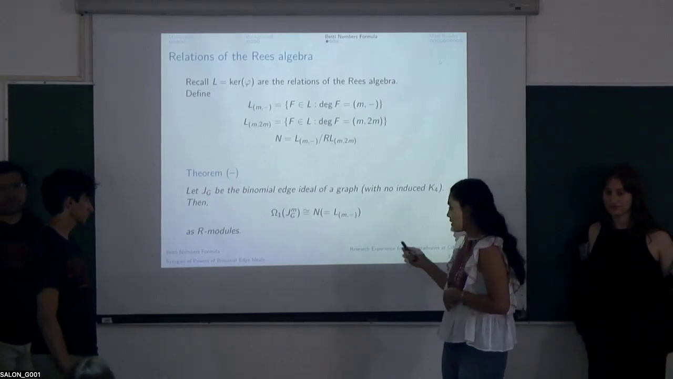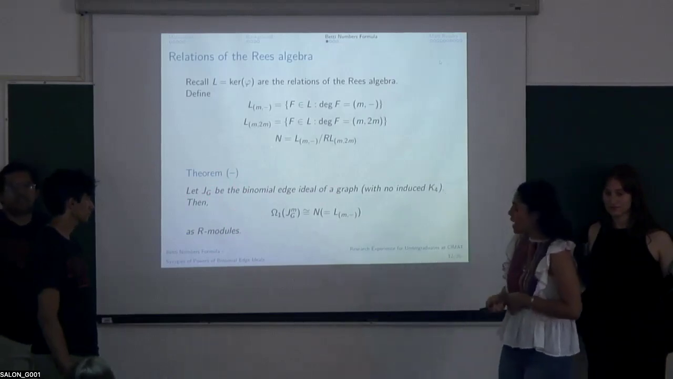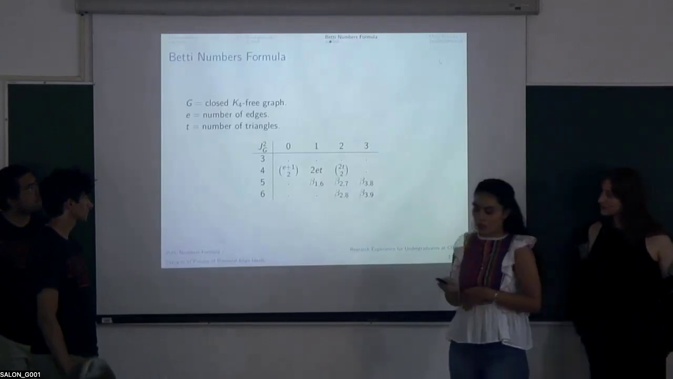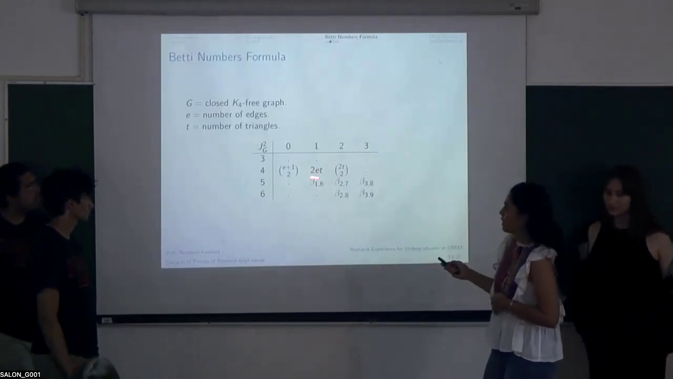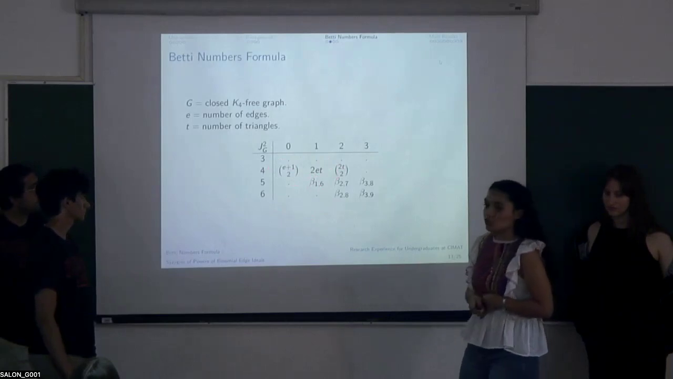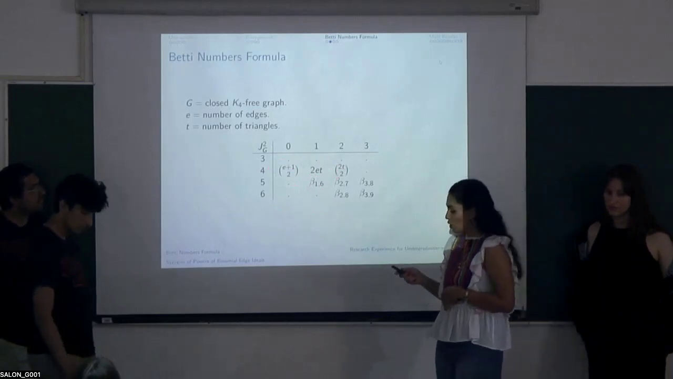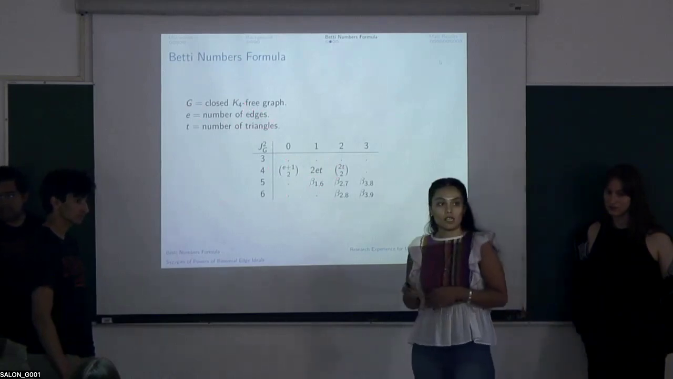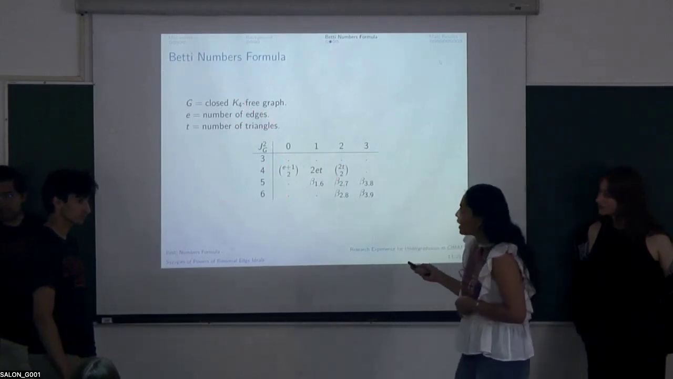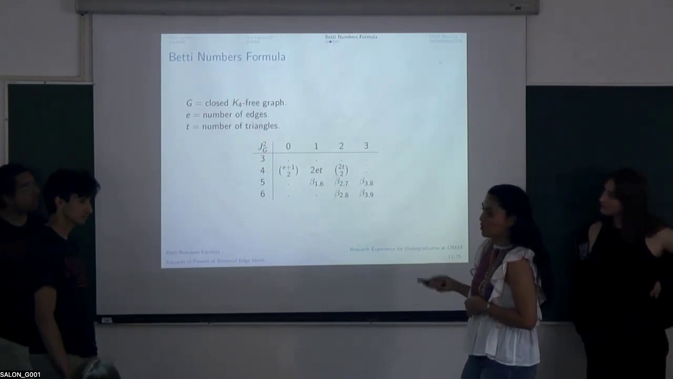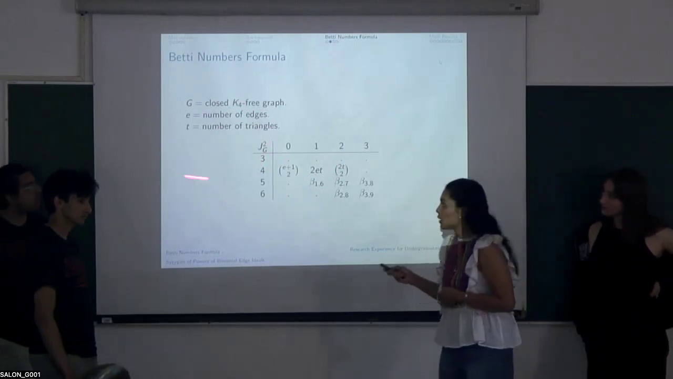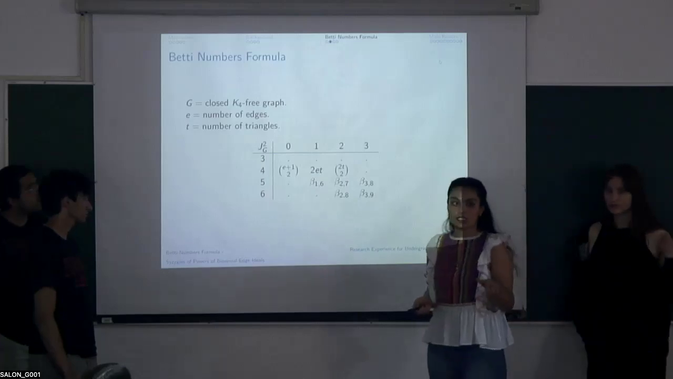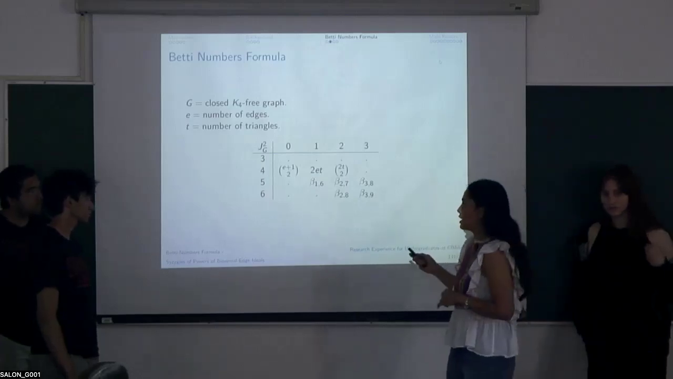Okay, so we have that isomorphism, and we need that theorem to prove these Betti number formulas. So for a graph with no K4 induced, we have that E is the number of edges, T is the number of triangles, and we have these formulas for the linear strand. What is the linear strand? It's the first row that doesn't have empty entries.